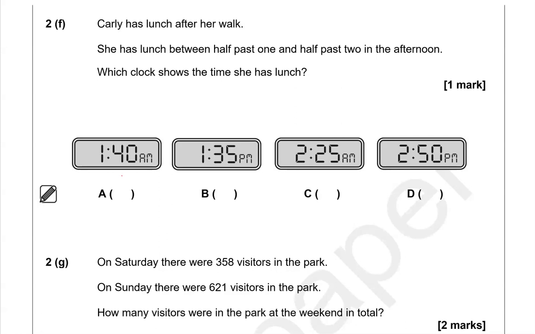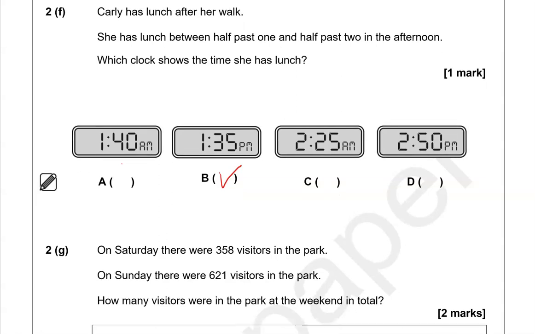Looking at option B, we've got 1:35 p.m. That sounds like the right option because it's in the afternoon and it's between 1:30 and 2:30. Looking at option C, that's AM again, so it doesn't work. Looking at option D, that's PM, but it's 2:50, so it's past 2:30. So the only correct option is option B.